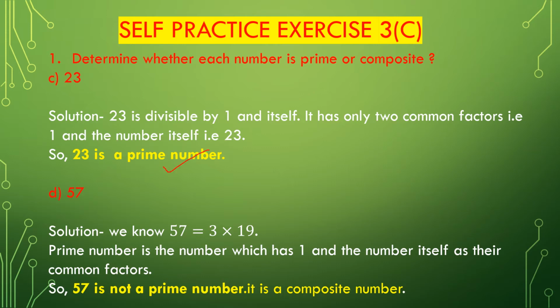57. Here we know when we multiply 3 with 19 we get 57, and the factors of 57 are 1, 57, 3 and 19. We know prime number is the number which has 1 and the number itself as its factors. If the number has only two factors, then the number is prime number. Here factors of 57 are 1, 57, 3 and 19. So 57 is not a prime number. 57 is a composite number.